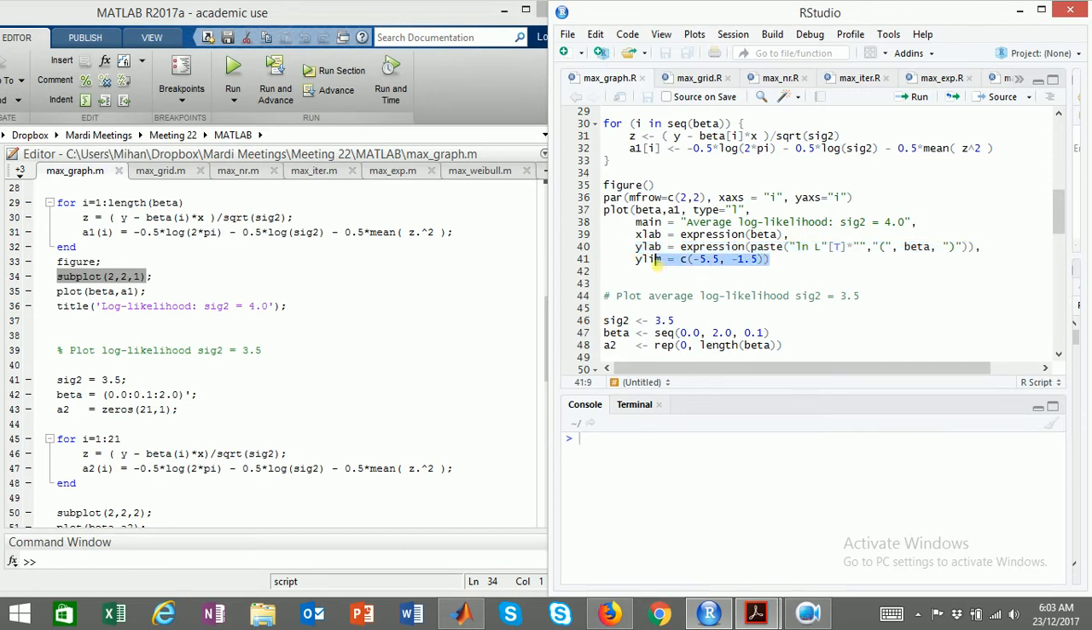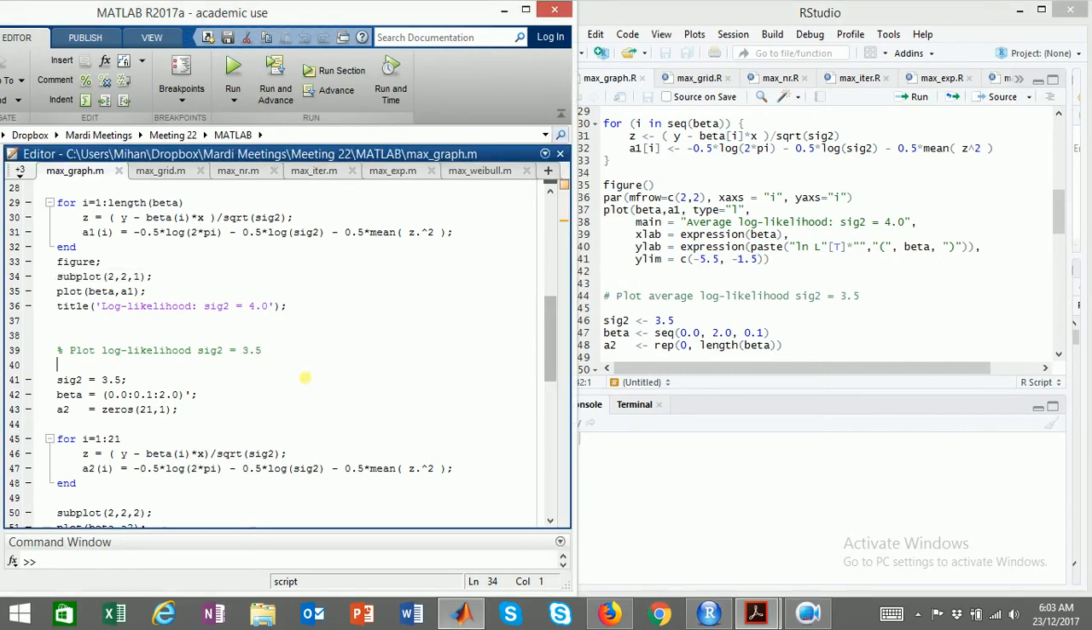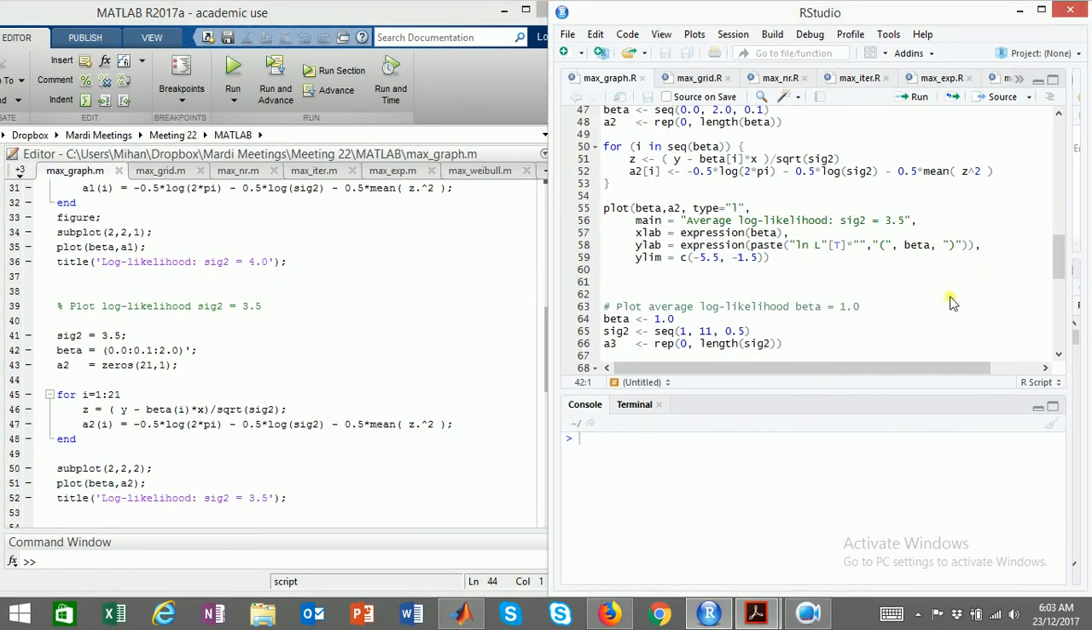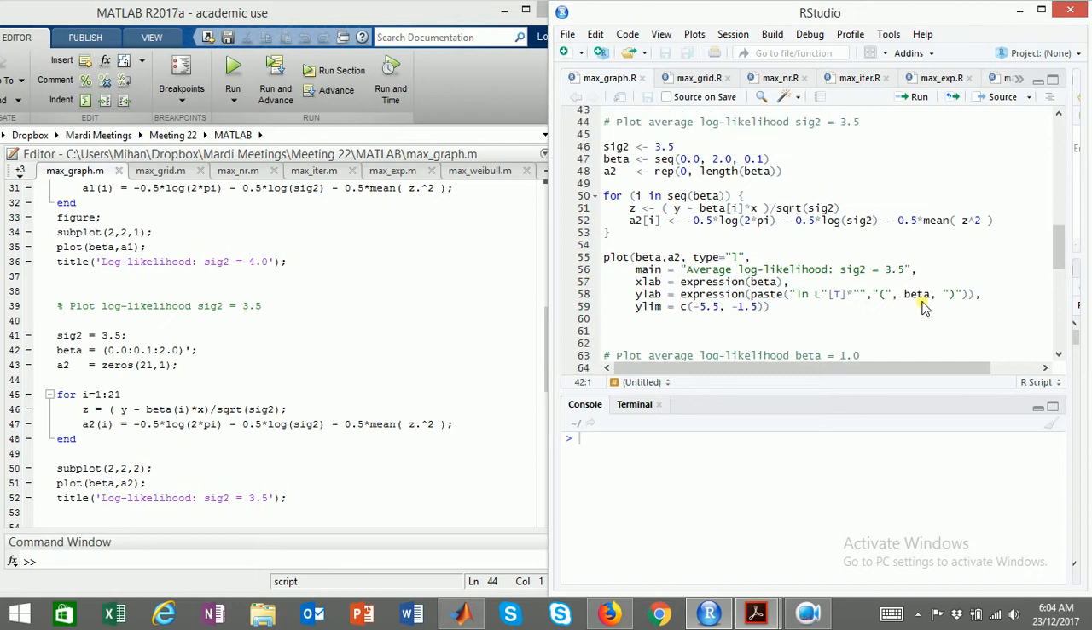Ylim we could zoom in MATLAB minimally, but we just want to look into minus 5.5 to 1.5. Then with 3.5 the equation remains the same. There is no change in the equation with 3.5. Everything remains the same. Paste. Okay, let's just read it out loud.